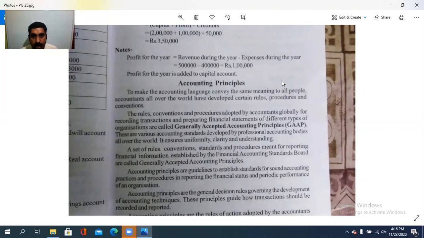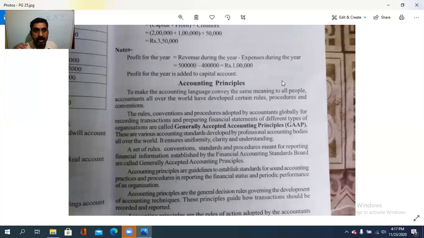To make the accounting language convey the same meaning to all people, accountants all over the world have developed certain rules, procedures, and conventions. The rules, conventions, and procedures adopted by accountants globally for recording transactions and preparing the financial statements of different types of organization are called generally accepted accounting principles. So these are the guidelines based on which we are following.